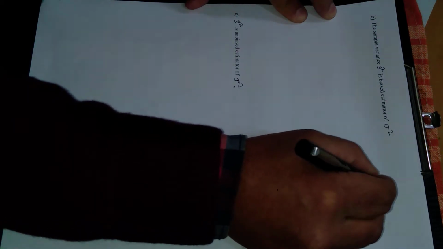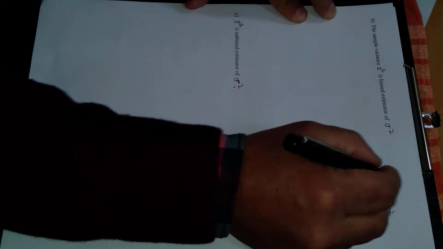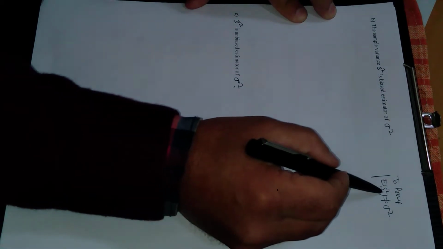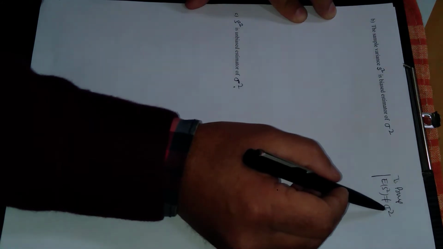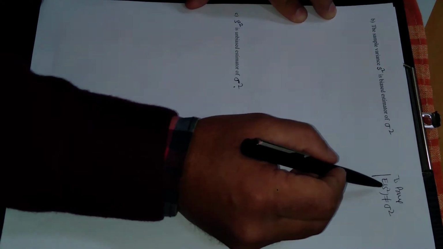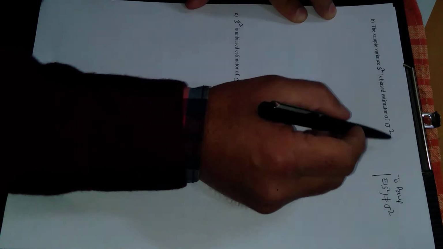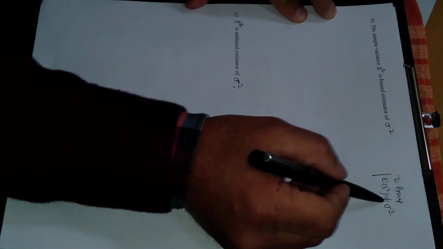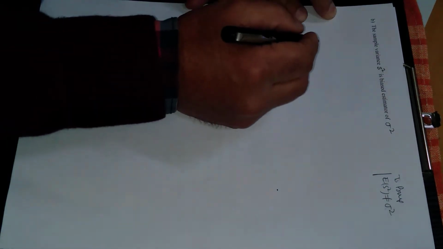It means the expected value of S square must not equal sigma square. To prove this, we have to show it, because if the expected value of S square were equal to sigma square, then by the definition of unbiasedness, S square would be an unbiased estimator. So we have to prove this is not equal to sigma square.